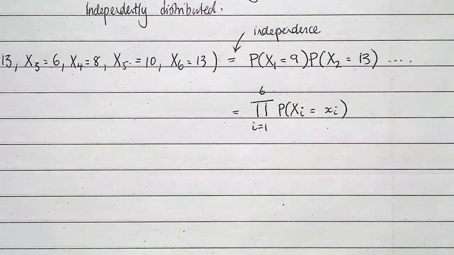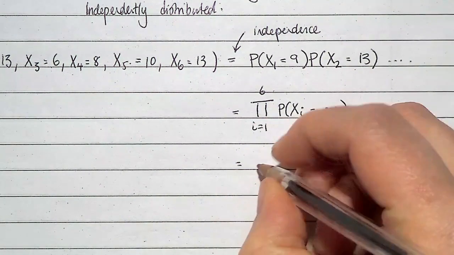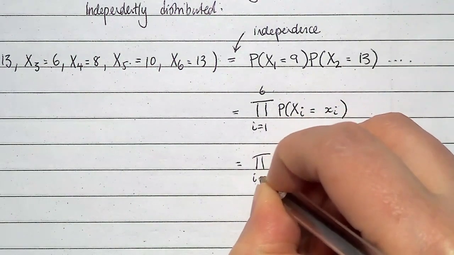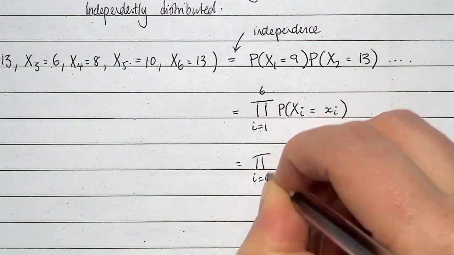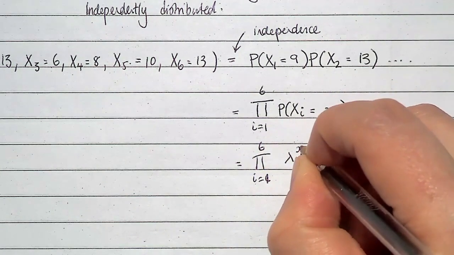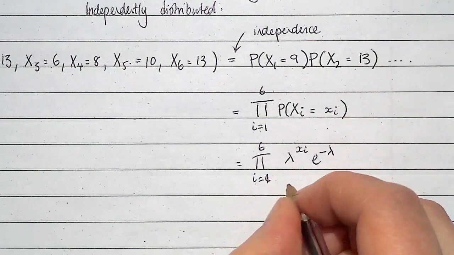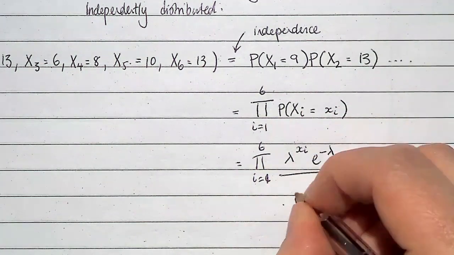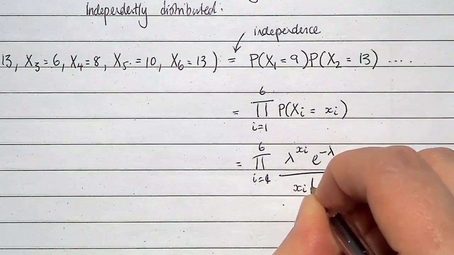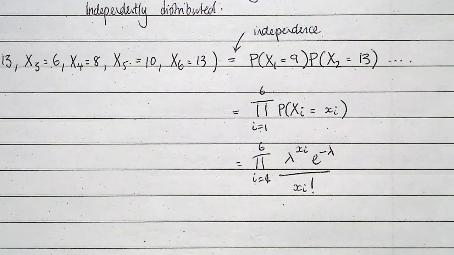I remember from probability 1 what the distribution function for a Poisson distribution is. It's something like this. I still need to do the product, of course. I should put lambda to the xi, e to the minus lambda, and then divide by xi factorial. Okay. So I'm going to need to simplify this beast a little bit.